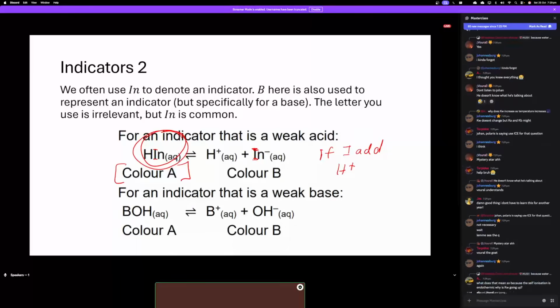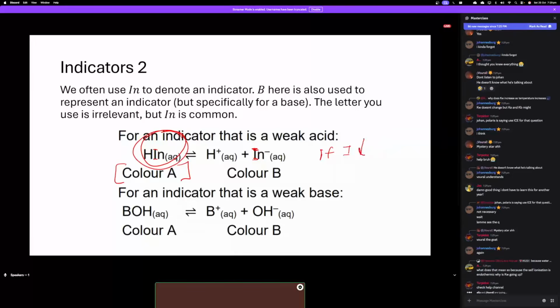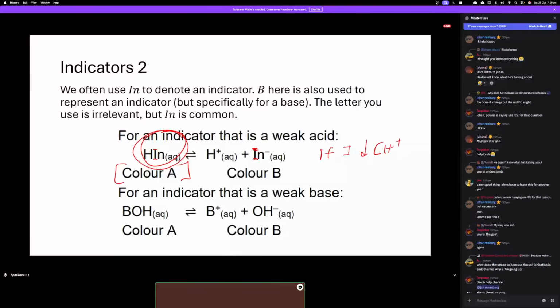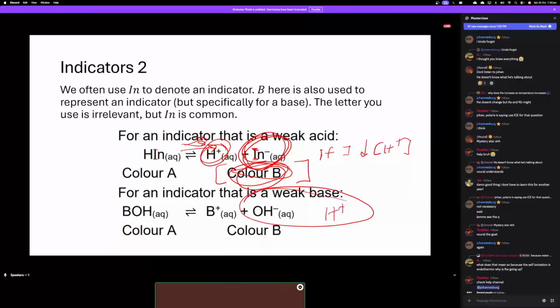What if I reduce the concentration of H plus? Then it will try and create more of it. So it'll go this way, and it'll create a lot of IN minus, and IN minus has a color, color B. And so now it'll look strongly like color B. Same thing with base, where if I add H plus, it would react with this and decrease this, and vice versa. So hopefully that makes sense.